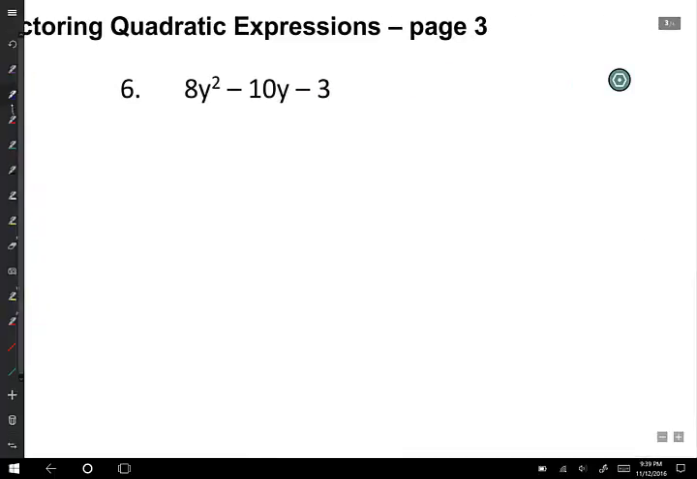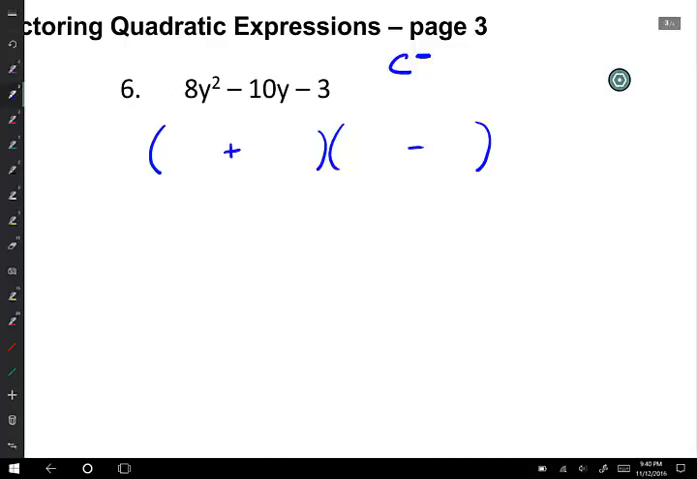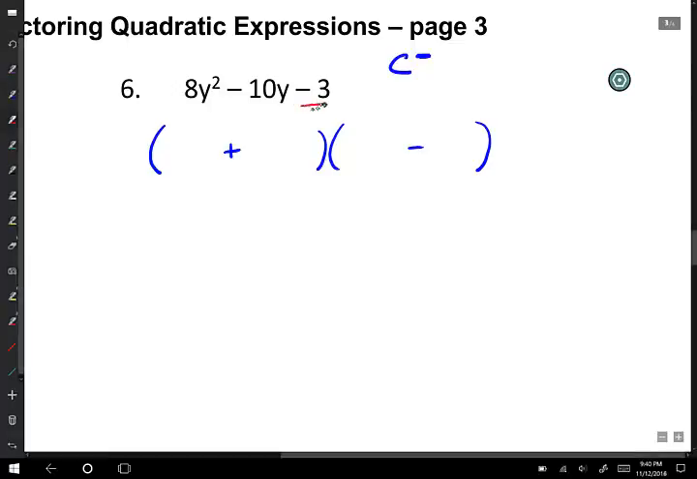First thing we're going to once again look at is the fact that the c is negative. If the c is negative, then our signs are going to be a plus and a minus. Don't worry about which is the order right now. I'll explain that at the end. All right, what do we know for sure? Well, we have that negative 3 at the back end. That means we've got to have a 3 and a 1. There's no other options.